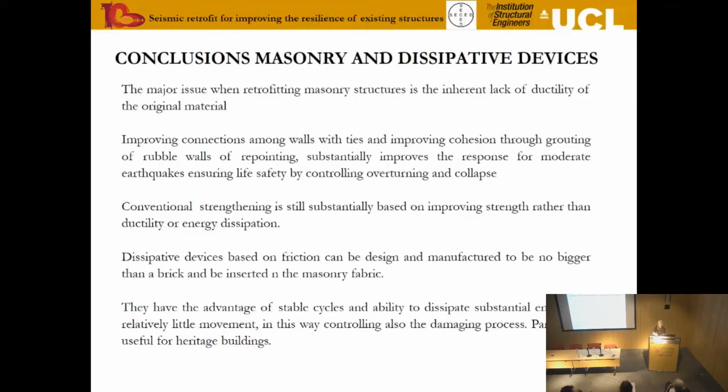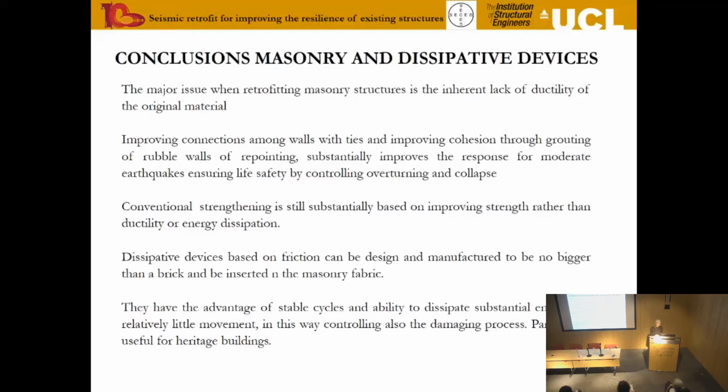As an initial conclusion, the major issue when retrofitting masonry structures is the inherent lack of ductility of the original material. Improving connections among walls with ties and improving cohesion through grouting of rubble walls and repointing substantially improves the response for moderate earthquakes, ensuring life safety by controlling overturning and collapse. Conventional strengthening is still substantially based on improving strength rather than ductility and energy dissipation, and has proven not to be very effective, as we have seen.